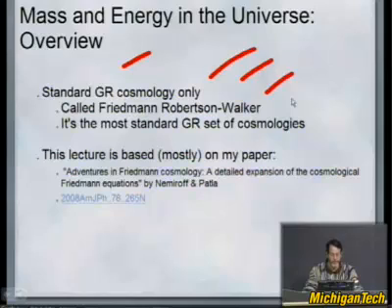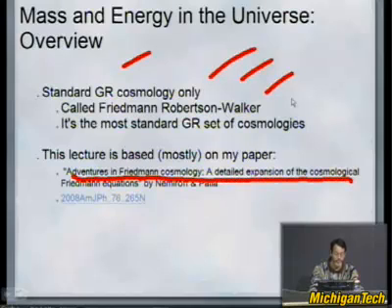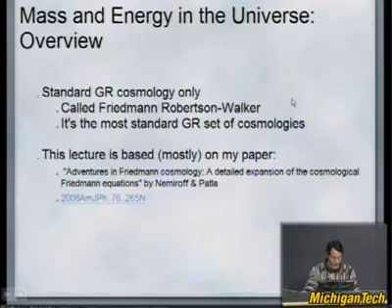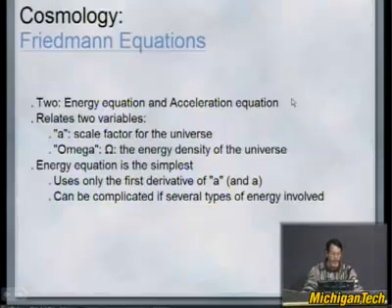points in space. So this lecture and the next lecture will be based upon my article, which appeared in the American Journal of Physics, called Adventures in Friedman Cosmology, a Detailed Expansion of the Cosmological Friedman Equations, which you can get to by clicking on this link right there, and it gives you even more details than you probably would have wanted. So the Friedman equations basically talk about two aspects of the universe.